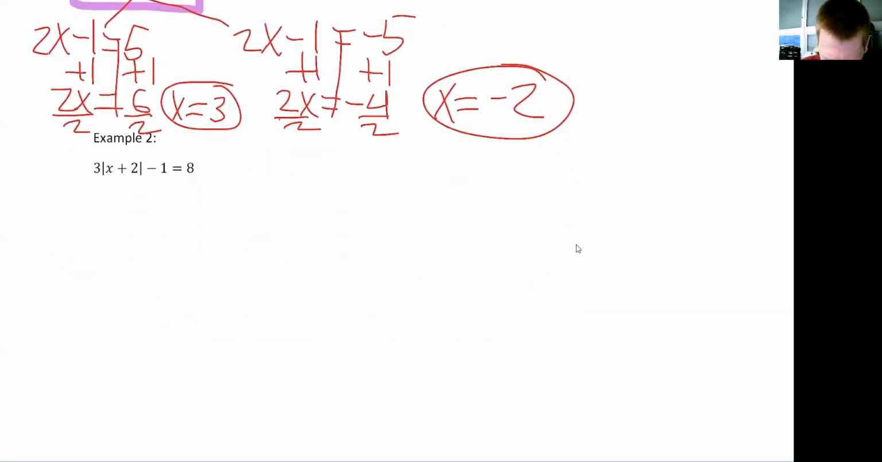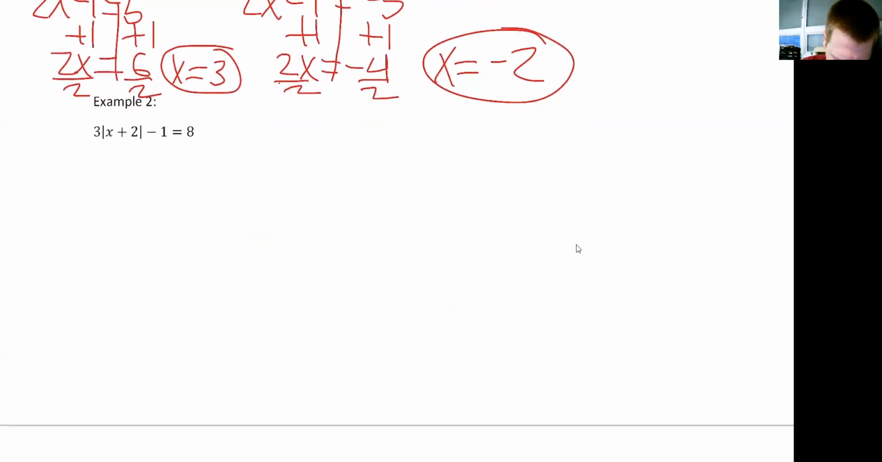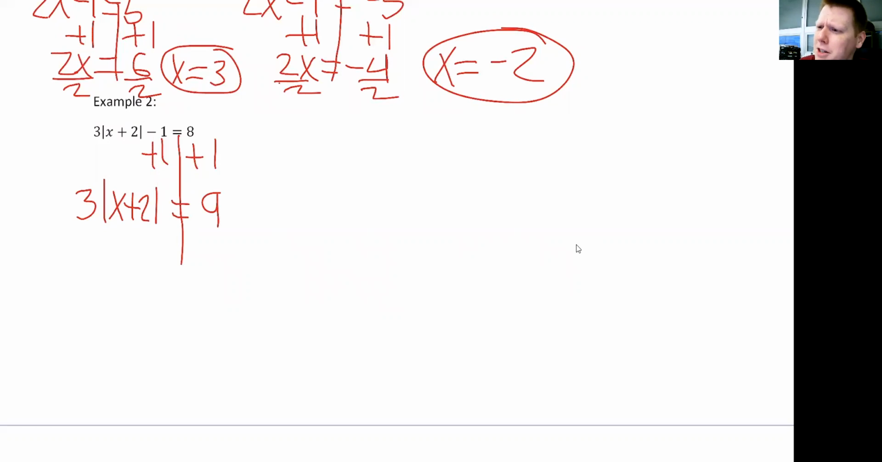Let's look at another example, though. Sometimes you'll see problems with extra stuff. Really what you want to do is get the absolute value part by itself. So if you have things in front or around it, you want to get the absolute value part by itself. So in an example like this, you first want to add that 1 over. So you'd have 3 times the absolute value of x plus 2 equals 9. You might be tempted to distribute this 3, but you can't distribute into an absolute value. It doesn't work like parentheses.